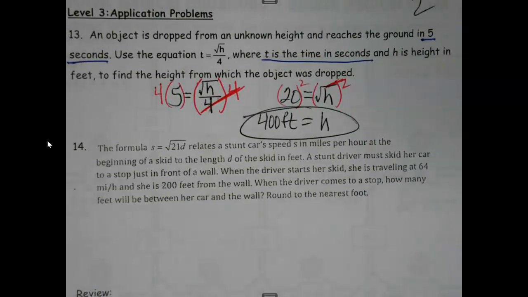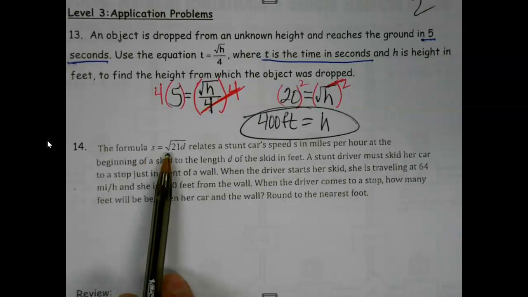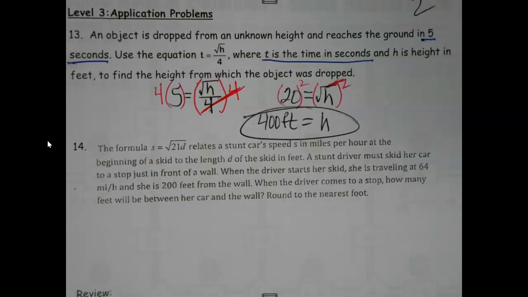So I'll give one hint on 14, but I'm not doing the whole thing. The formula S equals the square root of 21d relates to a stunt car's speed, S in miles per hour at the beginning of a skid to a length d in feet. The stunt driver must skid her car to a stop just in front of a wall. When the driver starts her skid, she's going 64 miles an hour and 200 feet from the wall. When the driver comes to a stop, how many feet will be between her and the car wall?